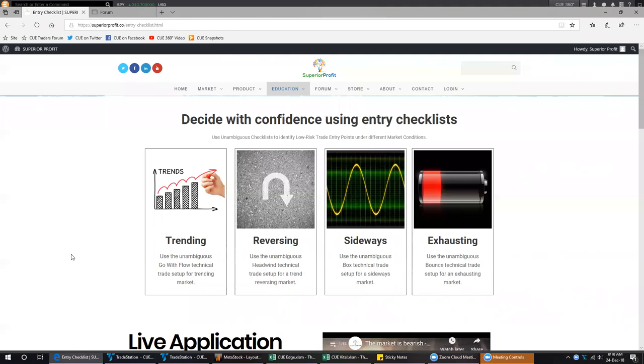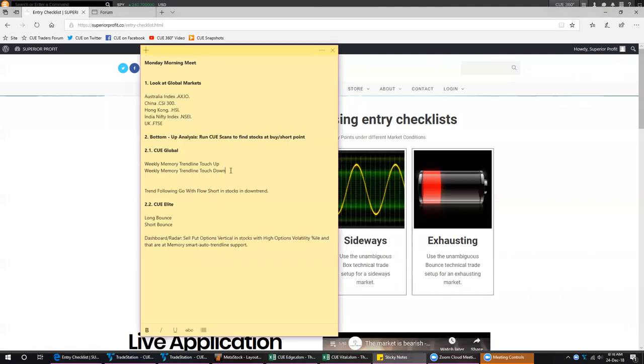Because the market is down a lot, we may not find many trend following buying opportunities. We may look for reversal buying opportunities. One way to look for them is to find stocks that are hitting long-term support, that is the weekly memory trend line, the automatically drawn smart trend line support. We can run the scan for weekly memory trend line touch up. This may not be going up yet, but it has touched a memory support line, and that memory is in the weekly chart. Let's run this scan.